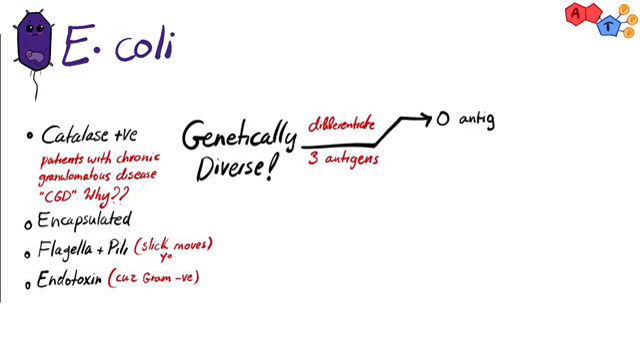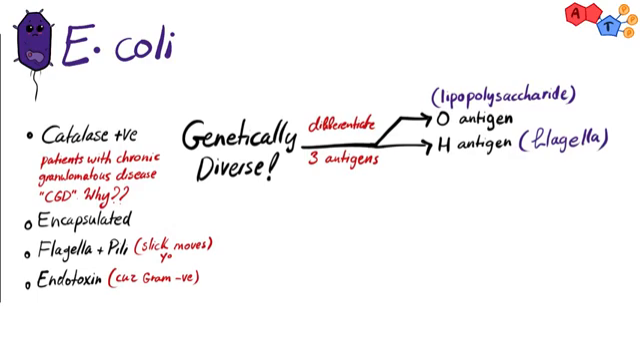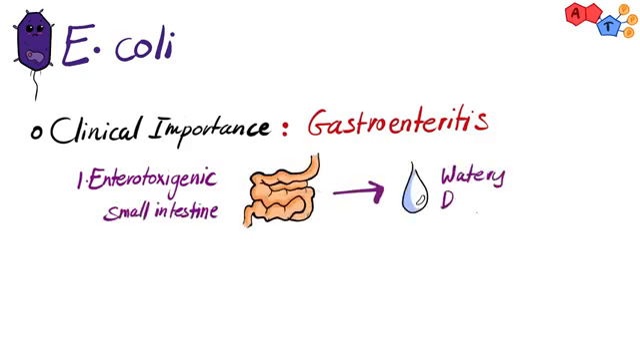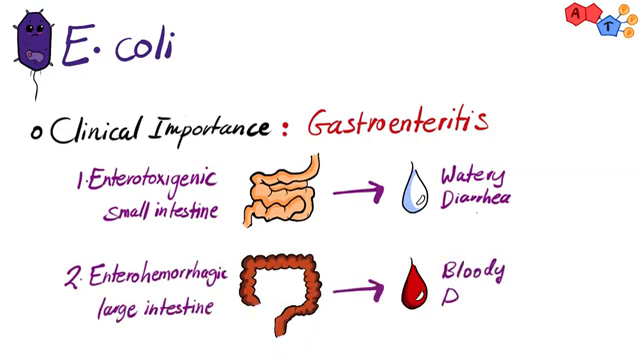The first antigen is O antigen, which is related to the lipopolysaccharide, and remember from our introduction to microbiology that all gram-negative bacteria have lipopolysaccharide in their outer membrane. Then it has H antigen, which is associated with the flagella, and K antigen, which is associated with the capsule. The first clinical importance here is gastroenteritis, and we have two main types of E. coli that are particularly important here. The first one is enterotoxigenic E. coli, which affects the small intestine and causes watery diarrhea. And then we have enterohemorrhagic, which affects the large intestine and causes bloody diarrhea.